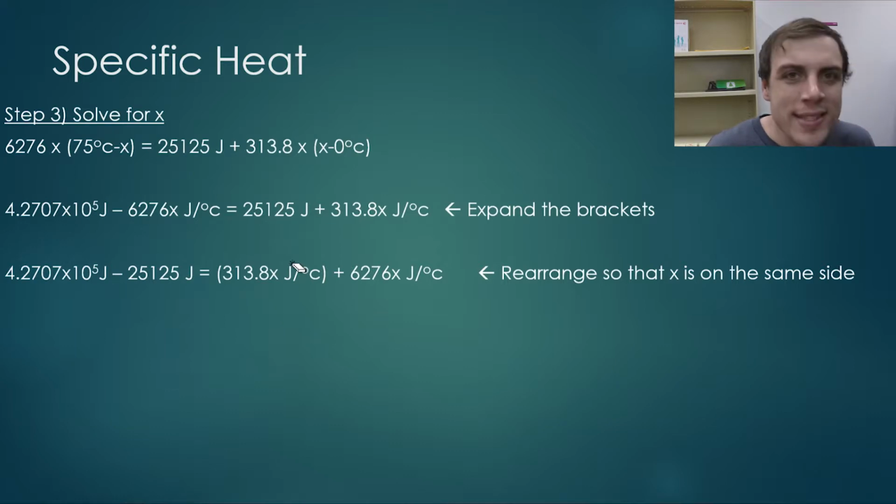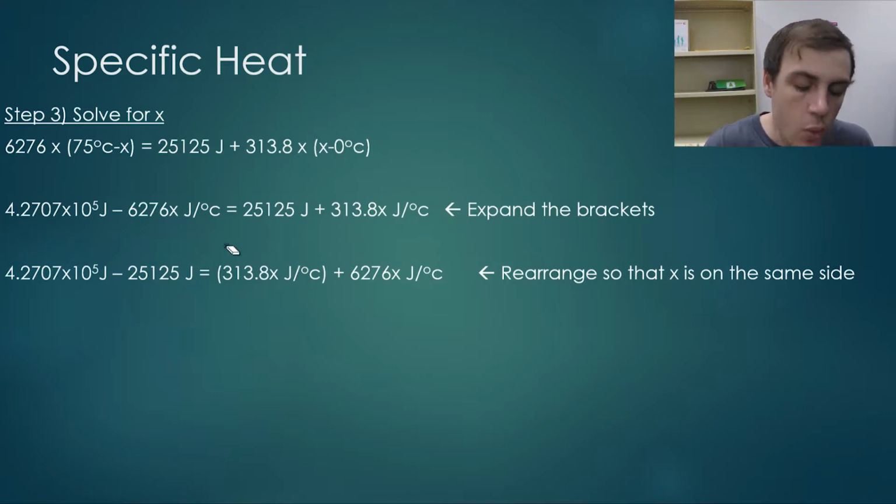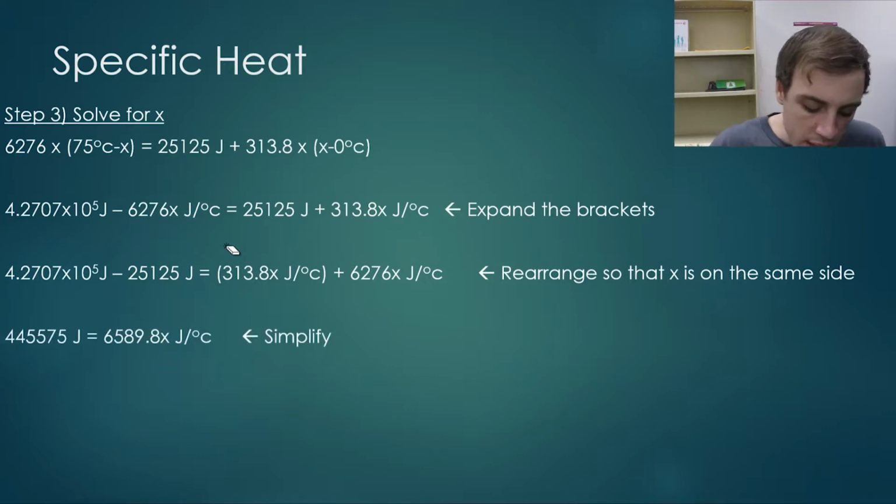So you can start to see now, especially under time pressure, it can be very easy to muddle these things up, to not expand the brackets properly, to forget to change the plus to a minus. So these sorts of questions require a lot of attention. So we now simplify. So we've got 4.27 times 10 to the 5 minus 25,000. And that will give us 445575 joules.